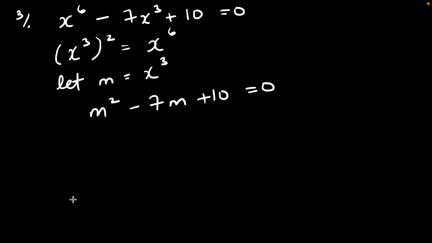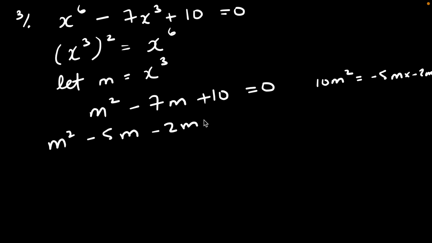Factors of 10. This looks so familiar. Did we have something like this before? Almost. Kind of. Maybe not. All right. So we end up with factors of 10 that give us negative 7. We can use, if it's negative 7, negative 5m times negative 2m. So I can write this as m squared minus 5m minus 2m plus 10 is equal to 0.